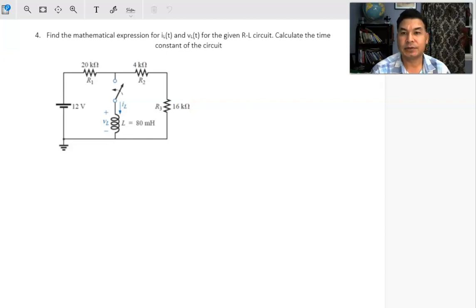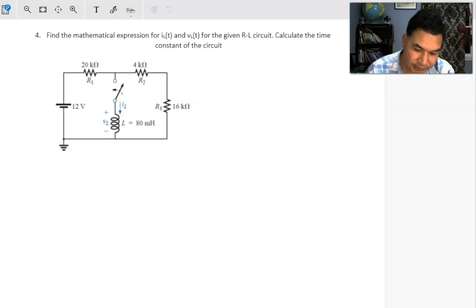Hello everyone again. This is the same problem with the inductor in the circuit, the LR transient circuit, right? But this time I'm going to solve this problem using Thevenin's equivalent circuit method. You can solve the same transient problem with either the differential equation approach or using Thevenin's equivalent circuit.